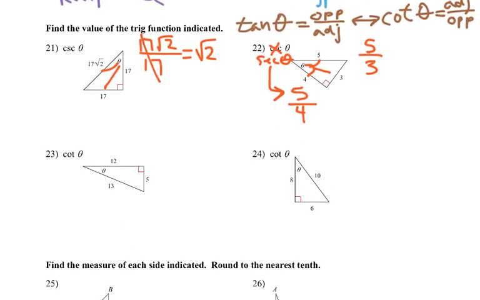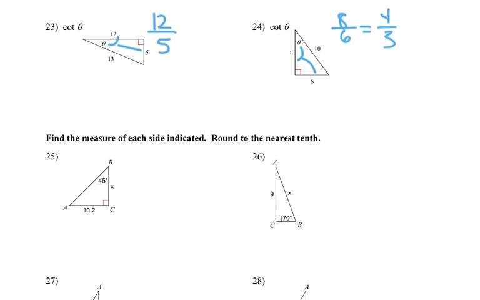Now the cotangent is the opposite of tangent, so the opposite over adjacent is tangent, so we'd go the adjacent over the opposite. Oh, that's hypotenuse 13. The adjacent would be 12 over the opposite, which would be 5. The adjacent is 8 over the opposite, which is 6, which we could reduce to 4/3. Okay? And that's all we do on those ones.